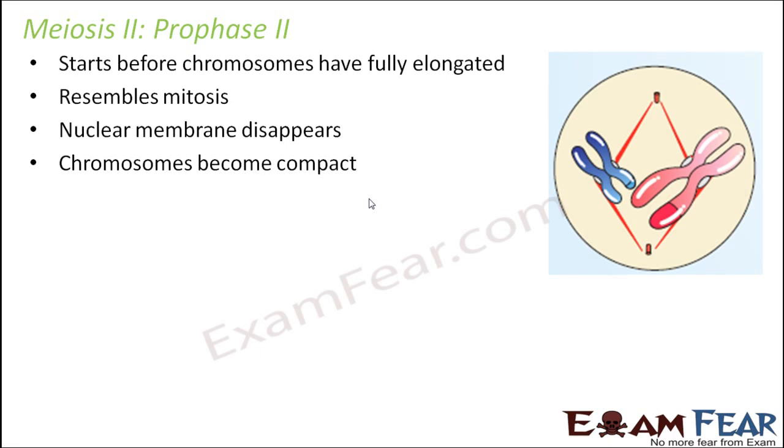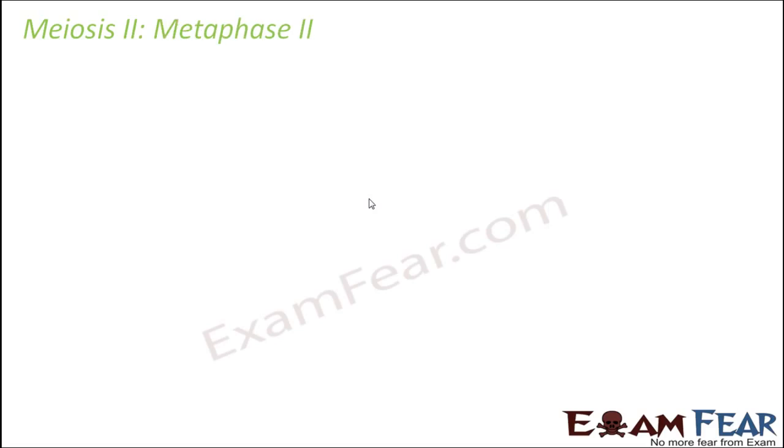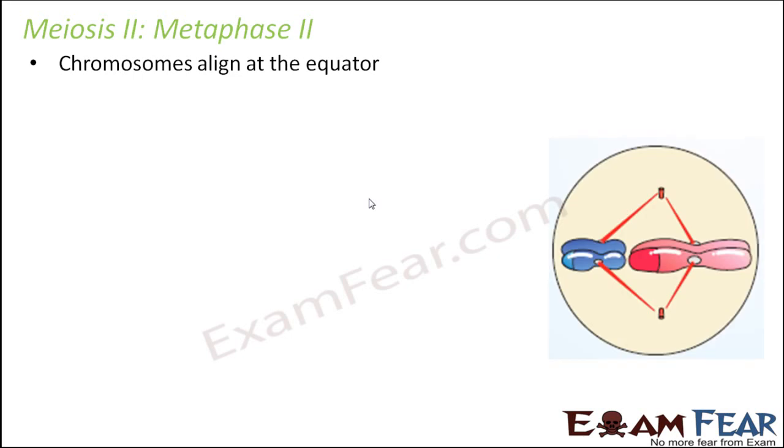So this should start even before the chromosomes get converted to chromatin, because by the end of telophase 1, the chromosomes again begin to uncoil and start to get elongated. So before it gets completely elongated, this phase should start where chromosomes should again get compact, nuclear membrane should vanish, the centrioles should start forming the spindles, that is the microtubules again. So by the next phase, that is metaphase 2, chromosomes again align at the equator to form the metaphase plate.